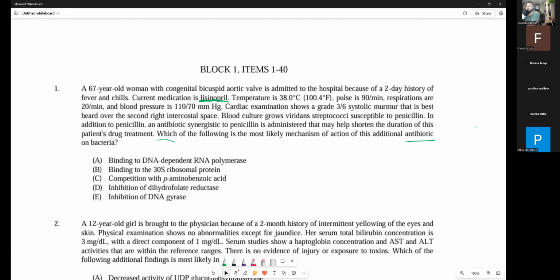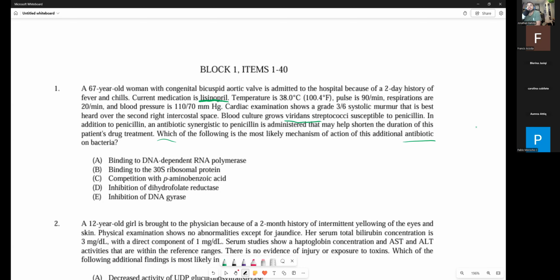Yes. Cardiac examination shows a 3 of 6 systolic murmur that is pathological, best heard over the second right intercostal space. Okay. Blood culture grows viridans. So they're giving it to you there, viridans, which is susceptible to penicillin. In addition to penicillin, an antibiotic synergistic to penicillin is administered that may shorten the duration of the patient's drug treatment. So they want to know which of the following is the most likely mechanism of action of this antibiotic.